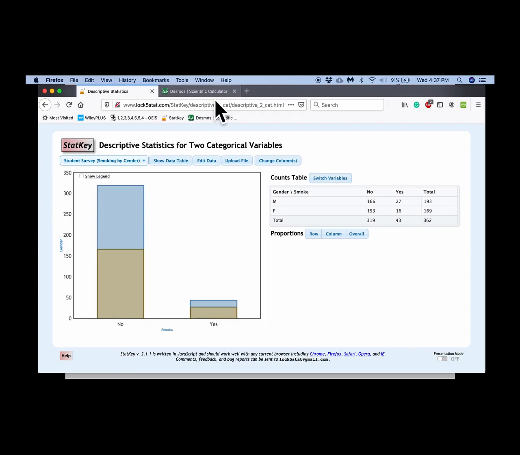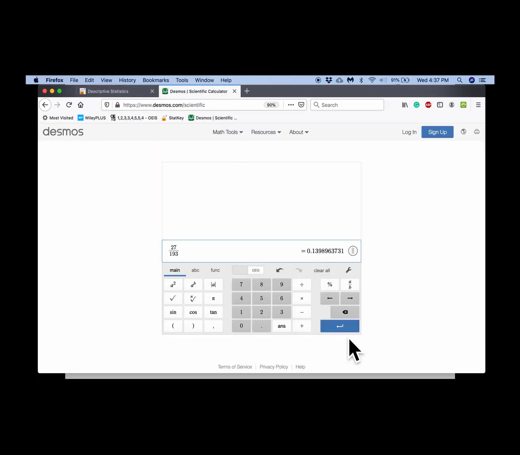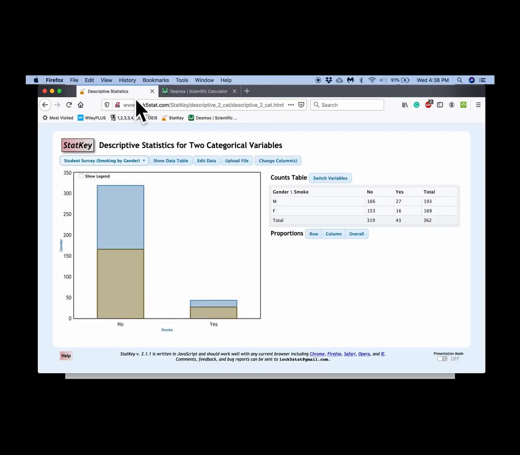So we're going to do a calculation just as before. But now we're going to have the 27 students out of the total of 362 students. And that's going to give us the proportion 0.075. Okay, and then we wanted to know what happens when we hit the switch variables and why is this useful?